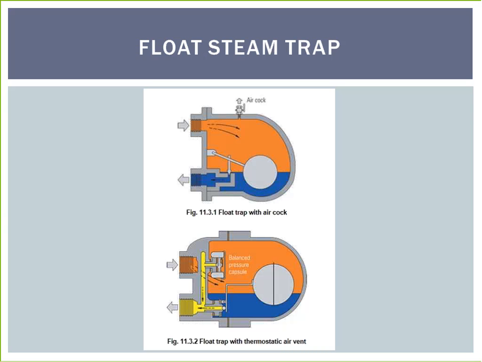The float type trap operates by sensing the difference in density between steam and condensate. In the case of the trap shown in Figure 11.3.1 on the screen, condensate reaching the trap will cause the ball float to rise, lifting the valve off its seat and releasing condensate. As can be seen, the valve is always flooded and neither steam nor air will pass through it, so early traps of this kind were vented using a manually operated cock at the top of the body. Modern traps use a thermostatic air vent, as shown in Figure 11.3.2. This allows the initial air to pass whilst the trap is also handling condensate.